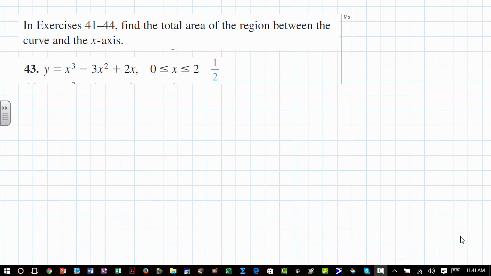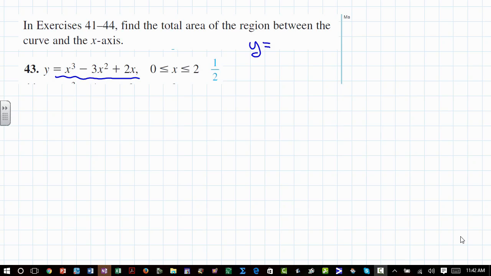Okay, so here's problem number 43 from section 5.4. We're finding the total area. And as we mentioned before, whenever we see these total area problems listed in the assignment, we need to put our antennas up and make sure we're looking for that negative area problem that could happen. All right, so what does this graph look like? Do we have a problem with negative area?